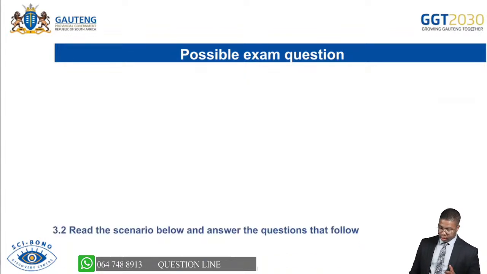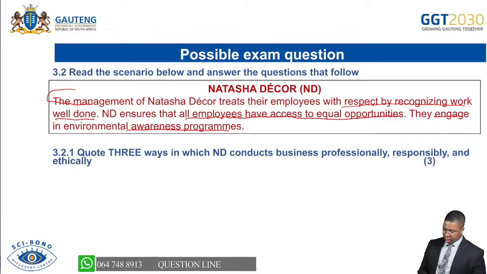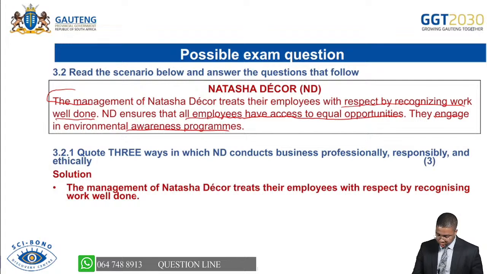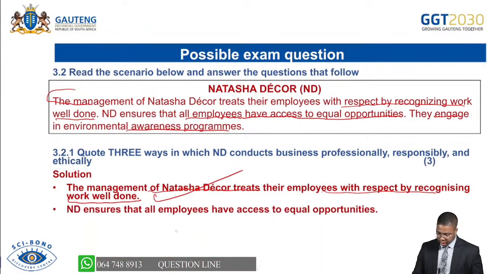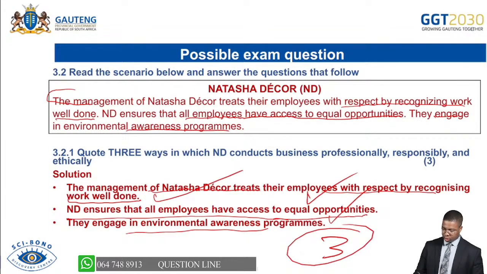Now, we quote the solution there, the scenario again, but what are the answers? The way to show that the business is professional, responsible, and ethical is that, one, employees are shown respect by recognizing the work well done. So you need to quote the entire sentence, and ND also ensures that all employees have equal opportunities and they also engage in environmental awareness. That's what you quote, and this is how you're supposed to quote. The management of Natasha Dekos treats employees with respect by recognizing work well done. That's 1 mark. Another one is the second issue, which talks to access to equal opportunities. But remember, you quote the entire sentence. And then another one is they engage in environmental awareness. That's also another one, and then you get your 3 marks over there.